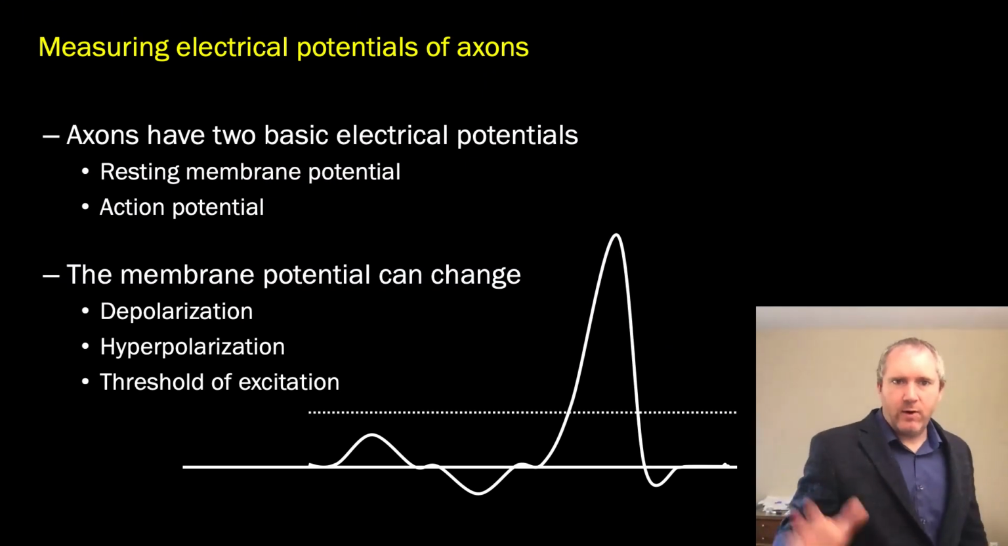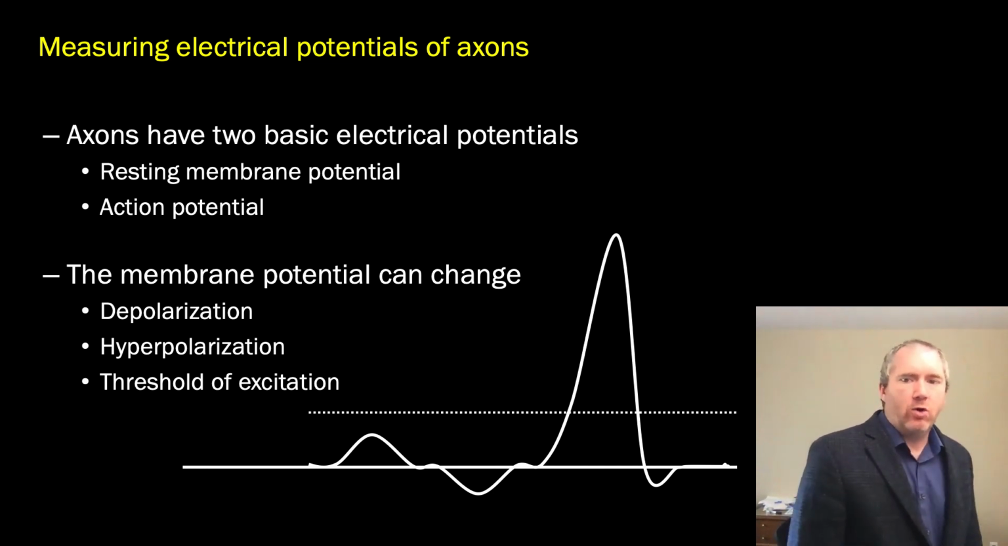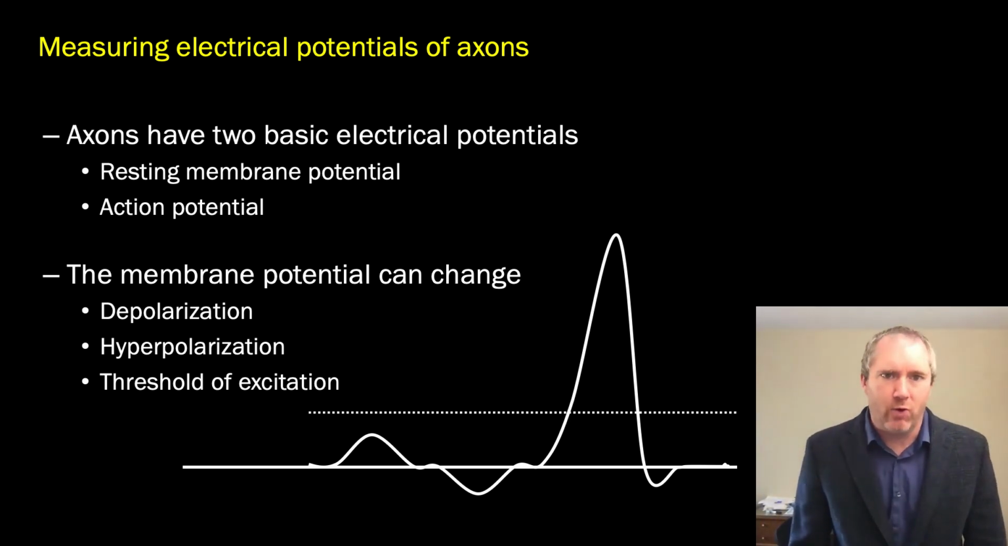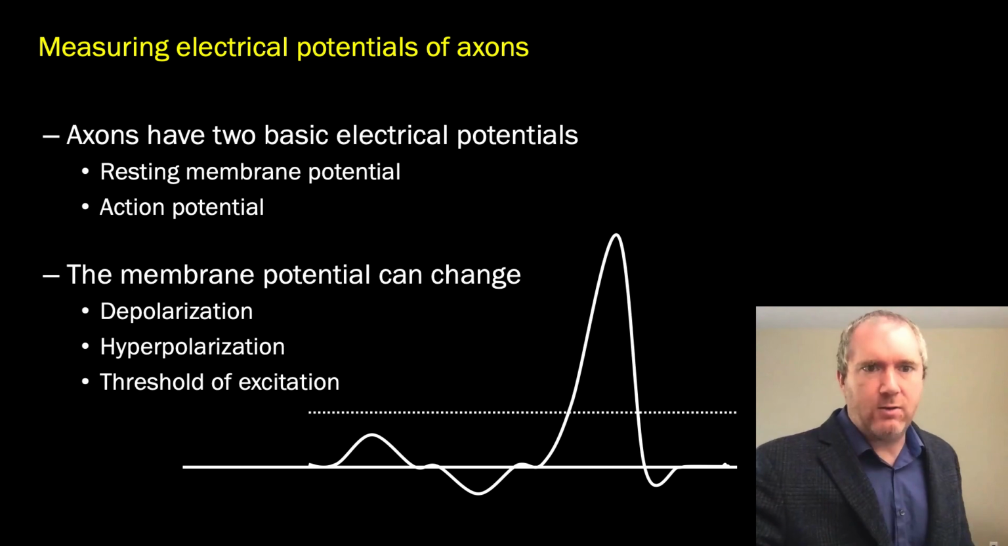So in our next PowerPoint, we're going to go over these concepts in depth, really devoting the entire thing to the resting membrane potential and action potential. These are two basic electrical properties or potentials of axons. The membrane potential can change, resulting in either a depolarization or a hyperpolarization. Depolarization would be trending toward an action potential occurring. A hyperpolarization would be more like brakes, the opposite of an action potential occurring. And all of this could alter the threshold of excitation, or when the action potential is going to fire.